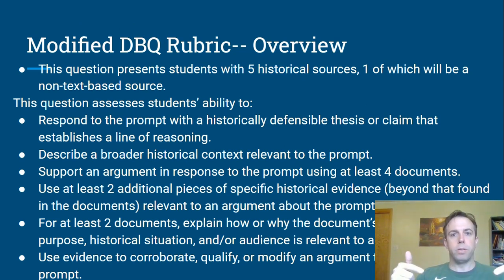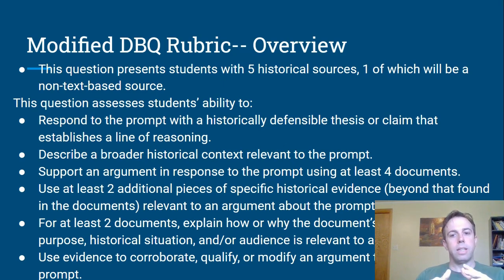All right, this is the overview of the modified DBQ rubric. I'm going to go over each individual point though, but let's just go over the overview. First off, the question presents students with 5 historical sources. This is a change, instead of it being 7, one of which will be non-text based. This question assesses the student's ability to respond to the prompt with a historically defensible thesis or claim that establishes a line of reasoning. No change there. Describe a broader historical context relevant to the prompt. No change.